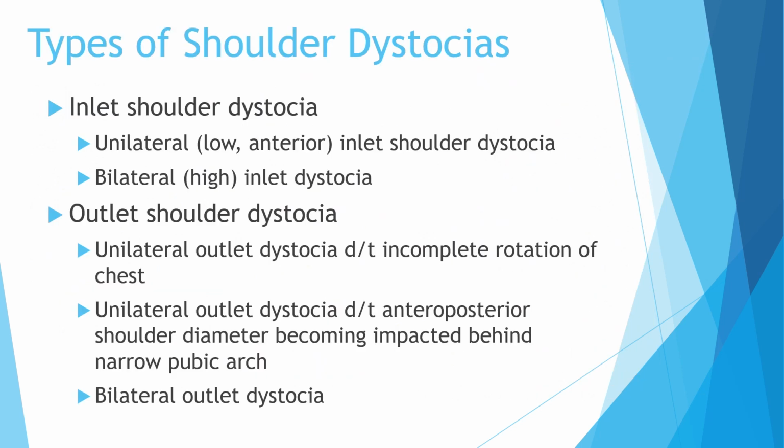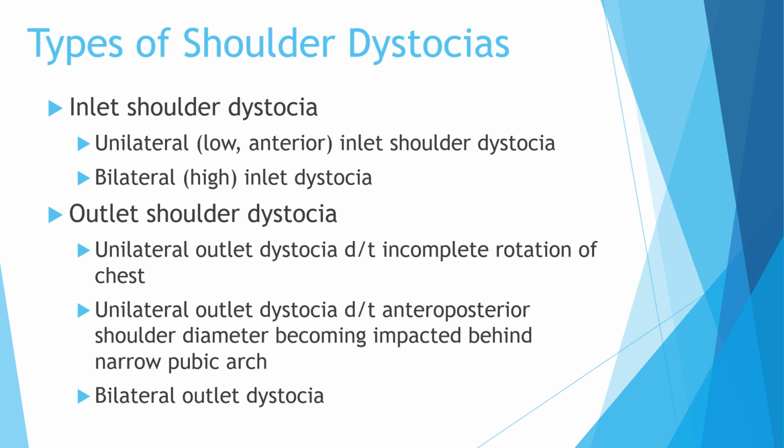Types of shoulder dystocias. An inlet shoulder dystocia is where it's unilateral in its low anterior, or it's bilateral, meaning both, and it's high up in the pelvis. An outlet shoulder dystocia is that unilateral incomplete rotation of the chest, unilateral outlet dystocia, and anterior posterior shoulder diameter becoming impacted behind the narrowed pubic arch.